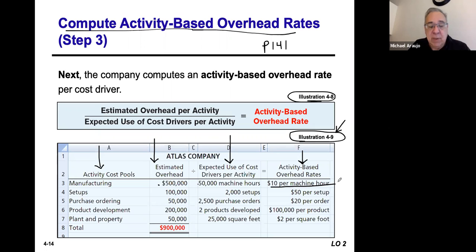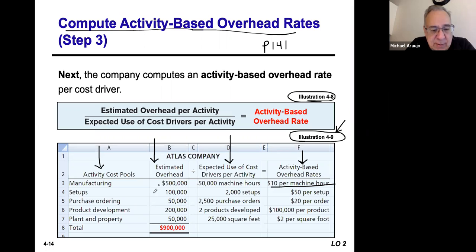So of these 50,000 hours, how much of those hours were used to produce the bench? And how many of those hours were used to produce the coaster? That's going to give you a more accurate cost for overhead for each of those products.